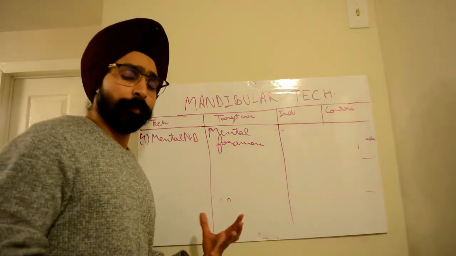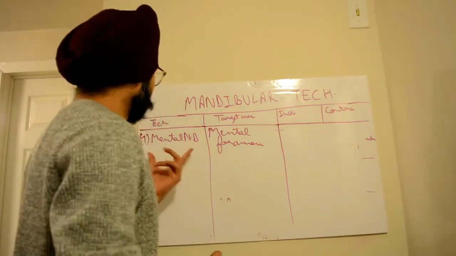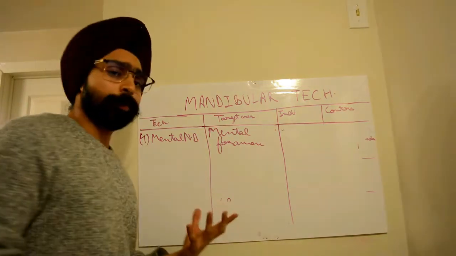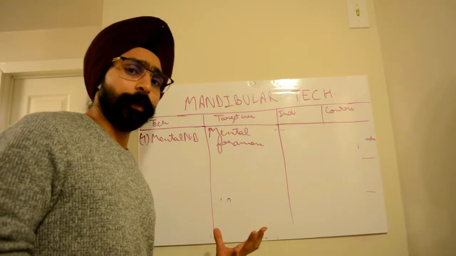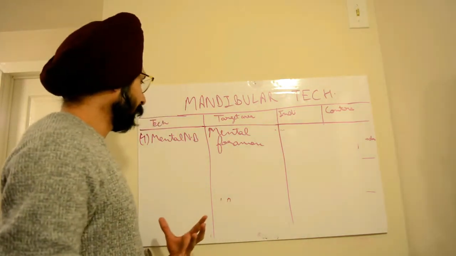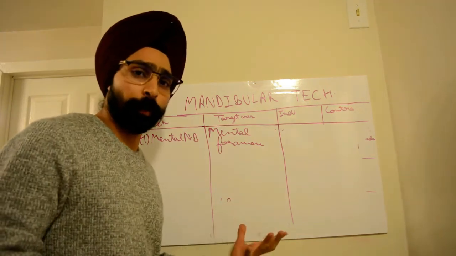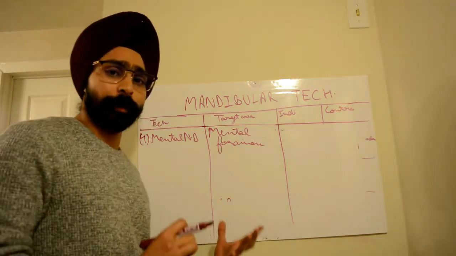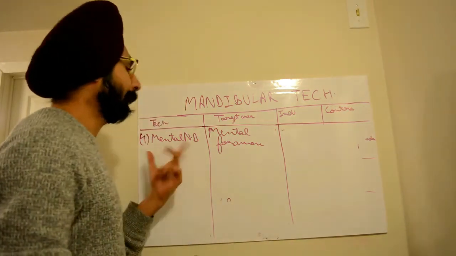Which is basically near the second premolar tooth. The mental nerve block is used when you want to take any biopsy from the lower lip, or let's say if you want to remove a mucocele from the lower lip. If it is not on the midline, then you can give mental nerve block.